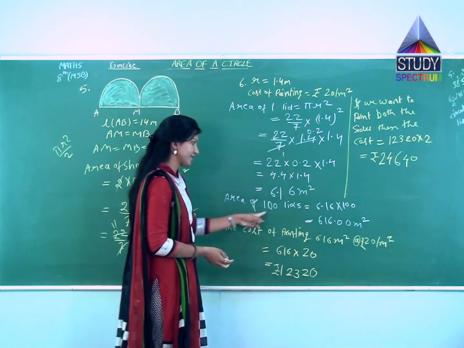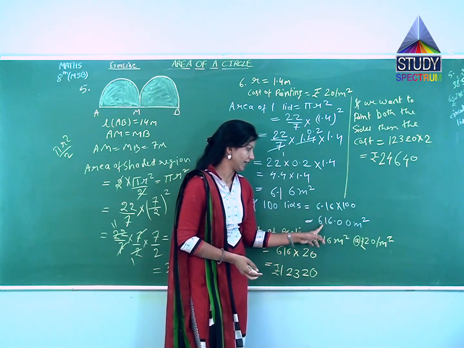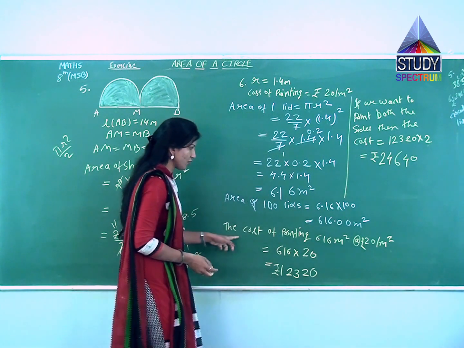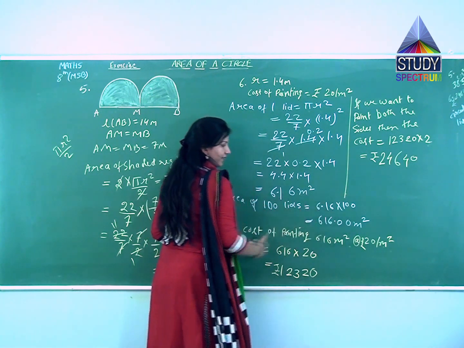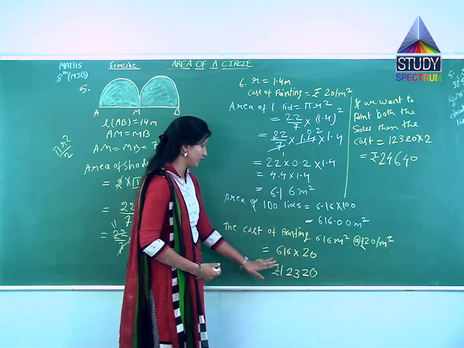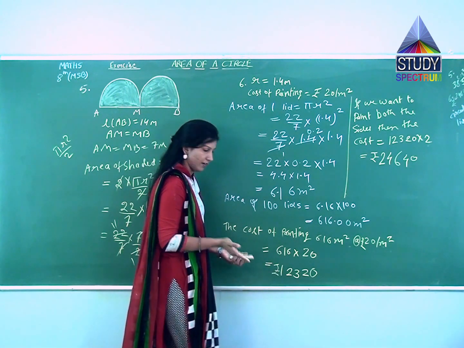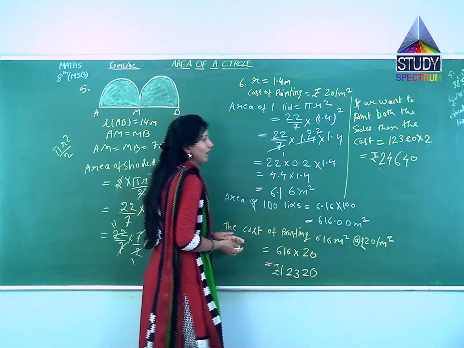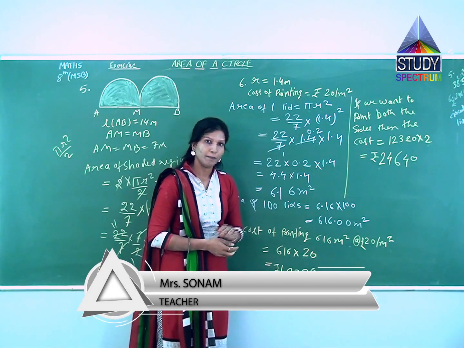Now the painting will be done on the area. So we will find the area of one lid, that is pi r square, and the radius is 1.4. After solving this we get area of one lid is 6.16 meter square. But we have 100 such lids. So the area of 100 lids will be equal to 6.16 into 100 and that will be equal to 616 meter square. Now the cost of painting is rupees 20 per meter square. So the cost of painting 616 meter square will be rupees 12,320. But we have to cover both the sides of the lid. Therefore the cost will be doubled and the answer will be 24,640 for covering 100 such lids if the cost of painting is rupees 20 per meter square.